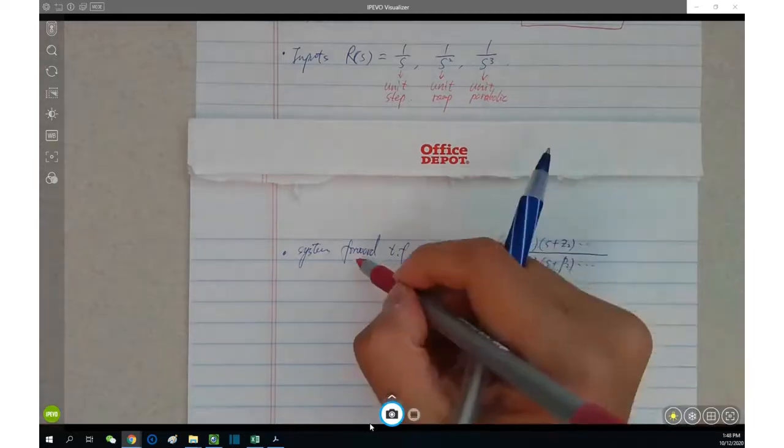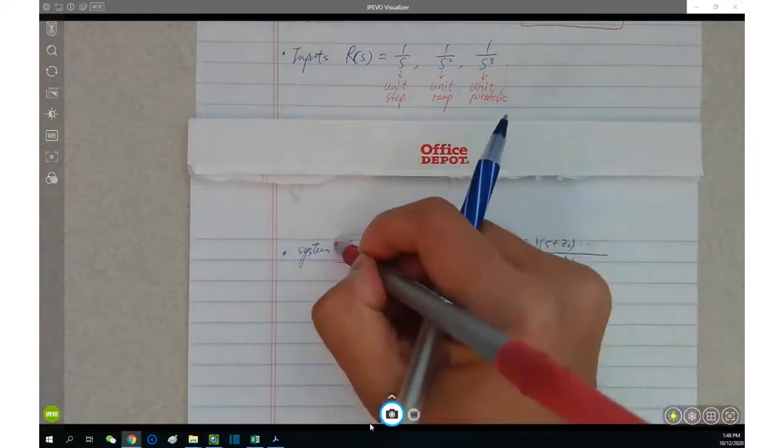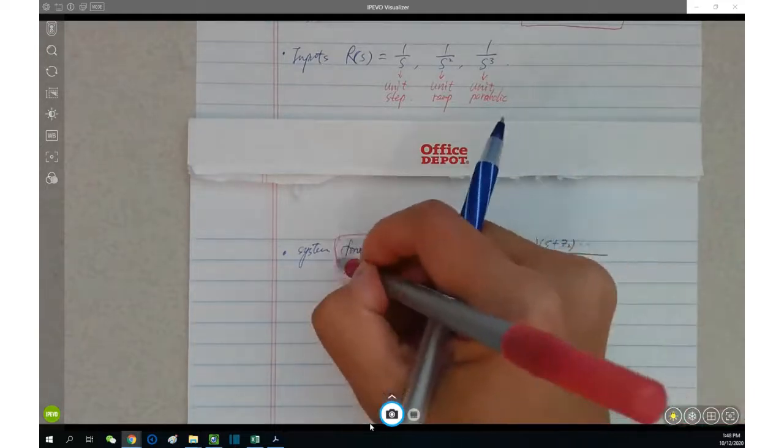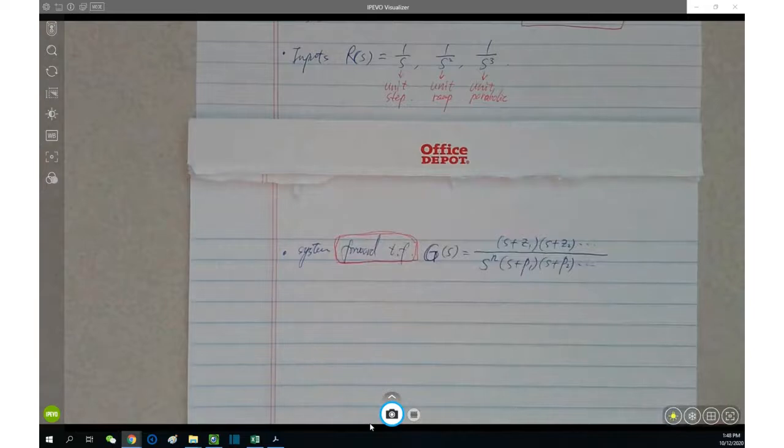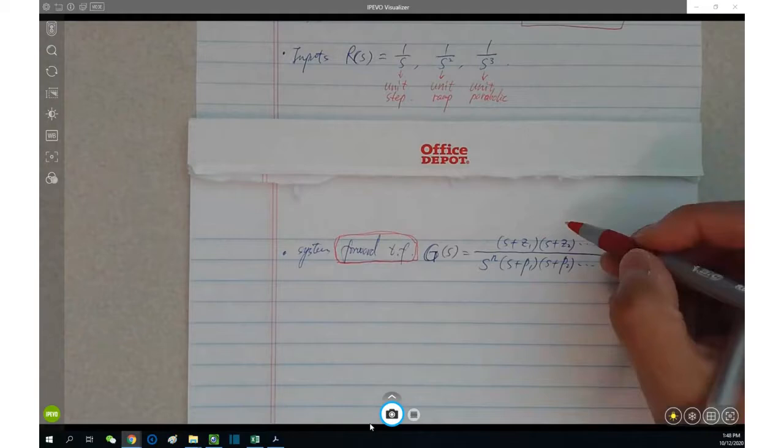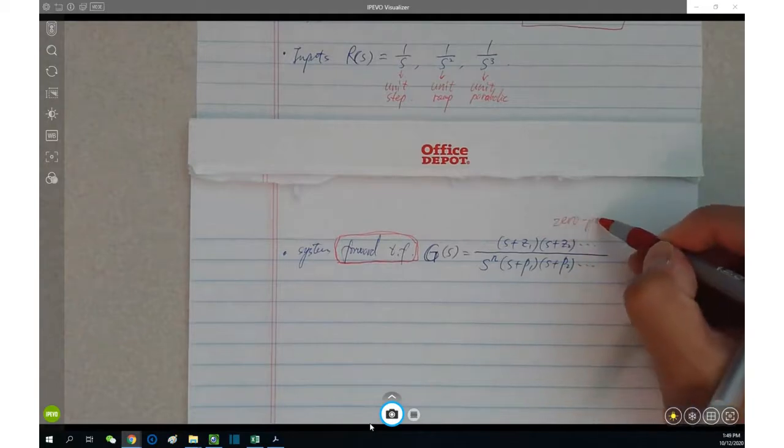Once again, as for the forward transfer function, students make mistakes on this very point too often, so you want to try to avoid that at the beginning. The G of s could be organized in this format. What kind of format is this? There's a name for it. That's called the zero-pole transfer function, right?